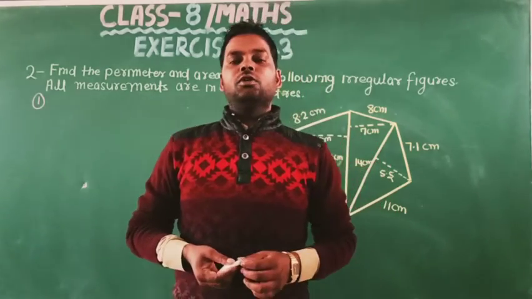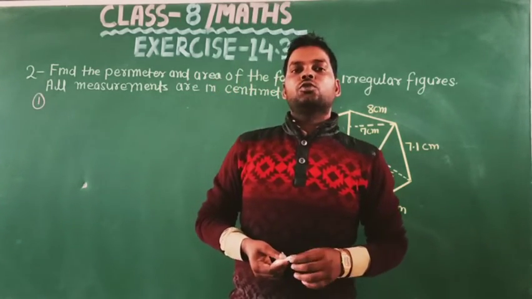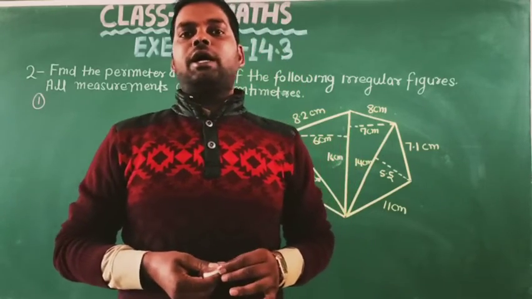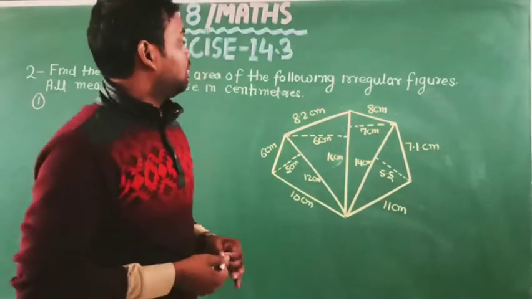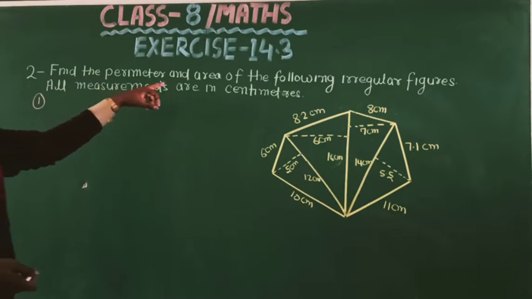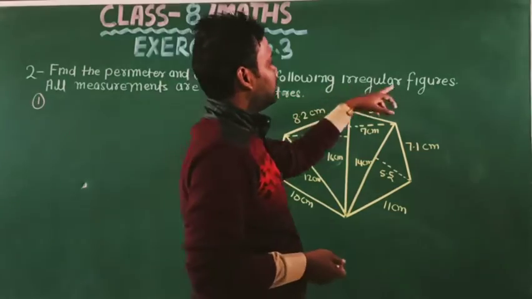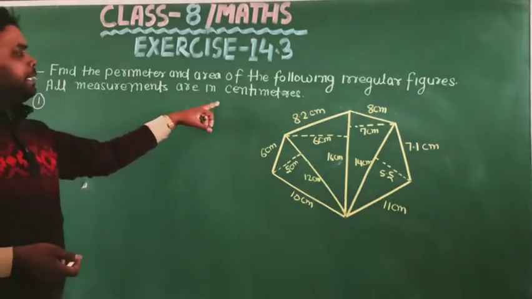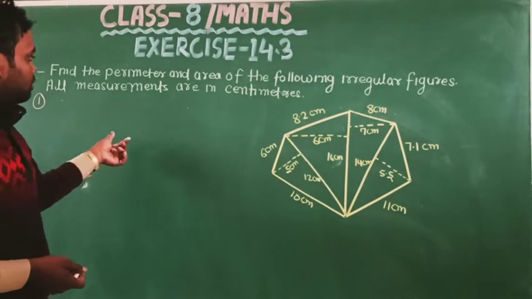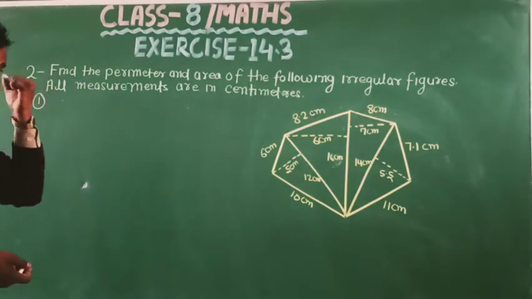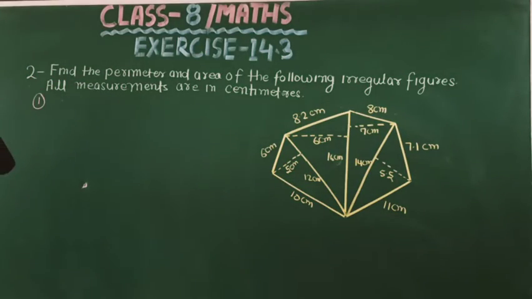In this video, we will see the solution of the first, second and third parts of question number two. Question number two: find the perimeter and area of the following irregular figures. All measurements are in centimeters. This is the first part of question number two.